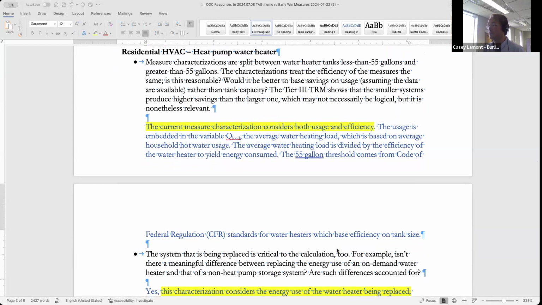So heat pump water heaters, measure characterizations. Oh, right. 55 gallon. This response seemed reasonable to me. Again, I just say this to start the conversation.